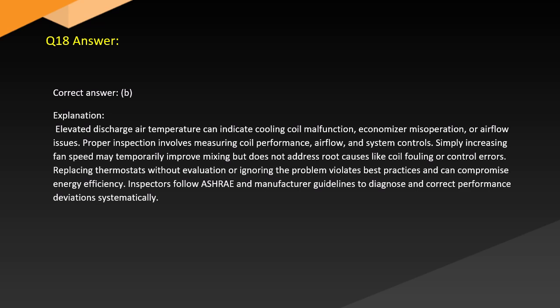Answer. Correct answer, B. Explanation. Elevated discharge air temperature can indicate cooling coil malfunction, economizer misoperation, or airflow issues. Proper inspection involves measuring coil performance, airflow, and system controls. Simply increasing fan speed may temporarily improve mixing but does not address root causes like coil fouling or control errors.